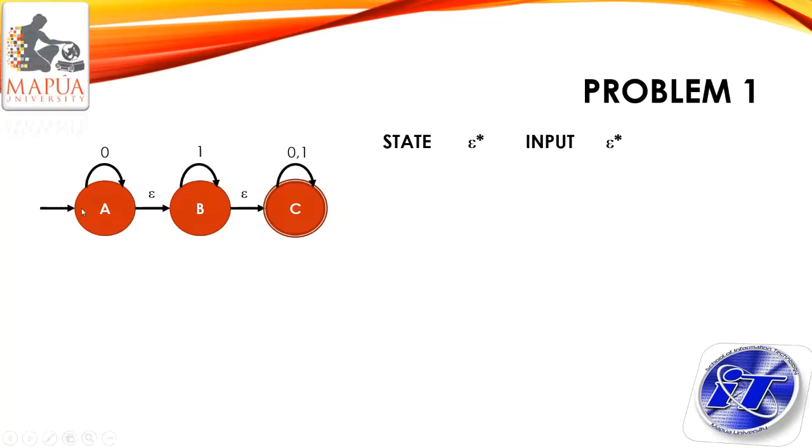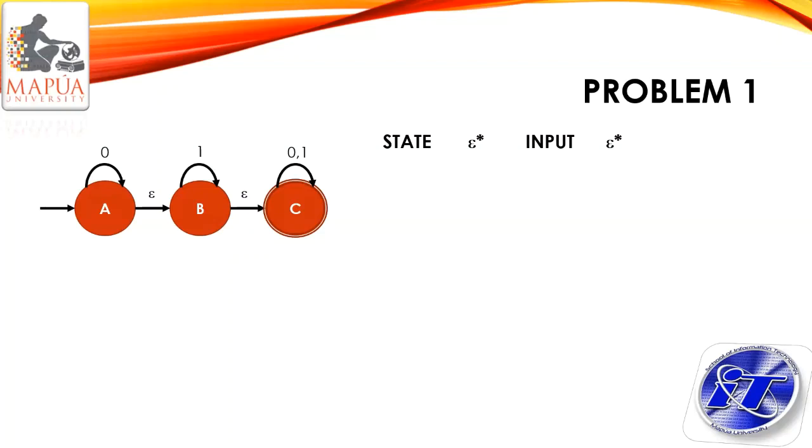So for example, for A, its epsilon closure will be itself. We have an epsilon transition going to B, so B will be part of the closure. And A could reach C through these two epsilon transitions. So therefore, C is part of the epsilon closure for A. So A could reach A, B, C through epsilon. That's the meaning of epsilon closure.